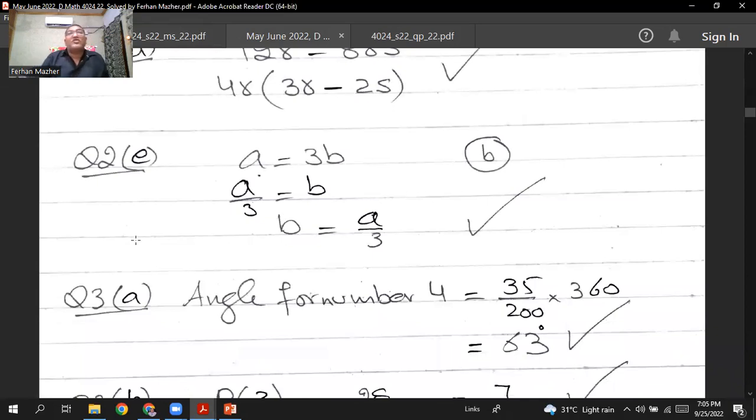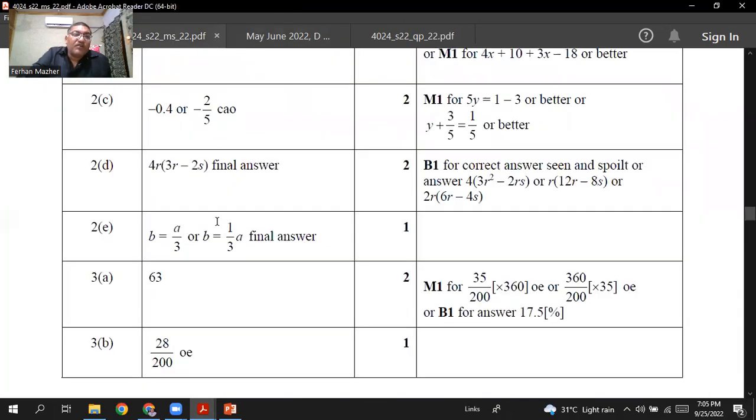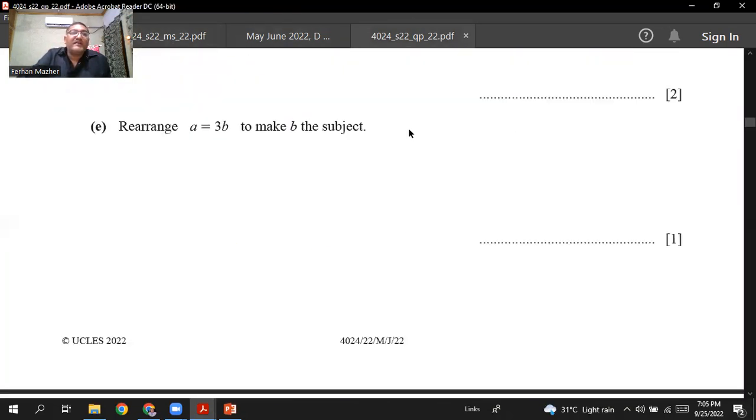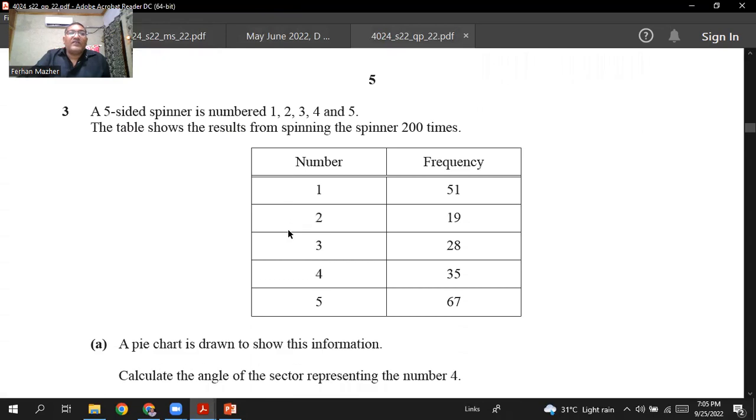So here goes question number 2, part e. A equals 3b, a by 3 equals b, so b will be equal to a by 3. This is how you will make b the subject of the formula: a by 3. Our answer is right. Okay, so we are going to the next question.